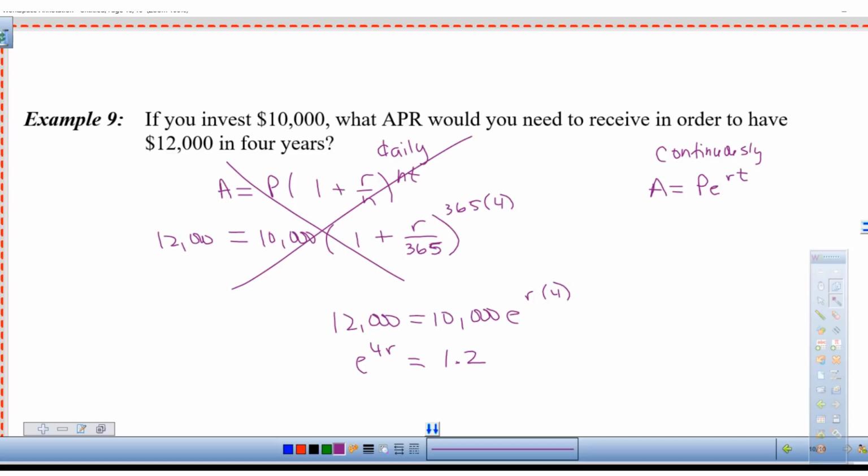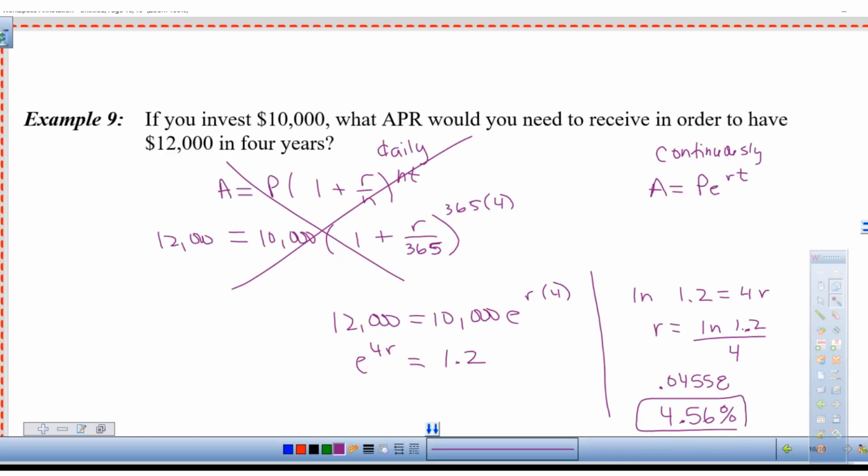Okay? Log base e of 1.2, that's ln 1.2, is equal to 4R. Divide by 4, so you have the ln of 1.2 divided by 4. So go ln 1.2, close it, divided by 4, enter, and you get 0.04558. Let's say they said write it as a percentage rounded to 2 places, so that would be 4.56%. There's your answer. Is it checkable? Absolutely. Put it into the right hand side. Make sure you get 12,000 done.